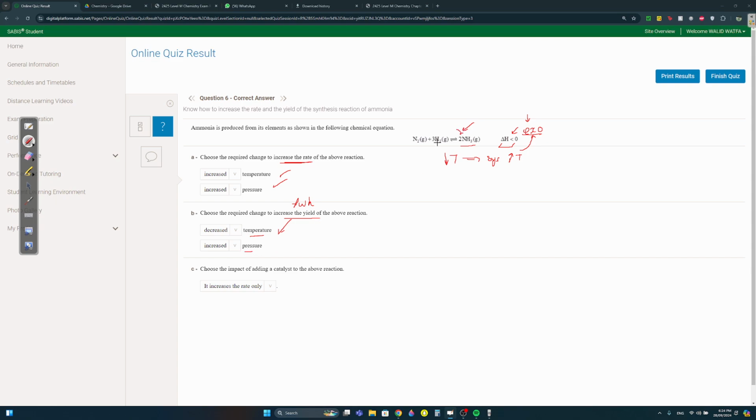Remember, with pressure, if you wanted to go forward, you look at how many gaseous moles you have. On the left, we have 4: 1 and 3. On the right, we have 2. We want to go forward, so we want to go towards the fewer gaseous moles. When does it go to fewer gaseous moles? When the system decreases the pressure, right? So to go forward, the system is decreasing pressure, right?